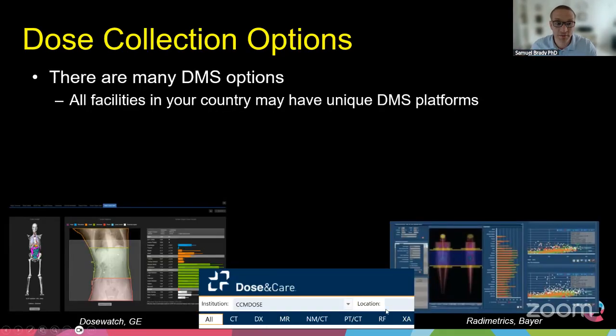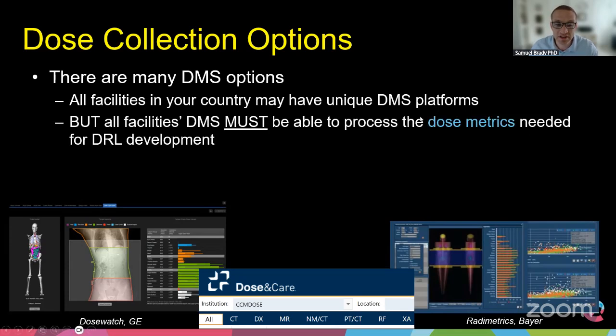There are a lot of different versions that you can pay for. Once again, they all have their pros and cons, and so that's a decision that you would have to make for your institution. You need to just make sure that whichever software option you pick is able to collect and transmit those dose metrics that are needed for your DRLs.